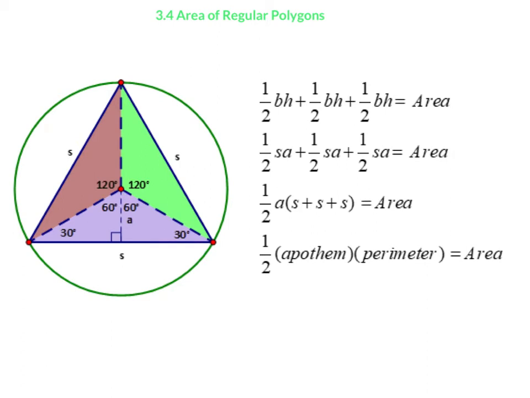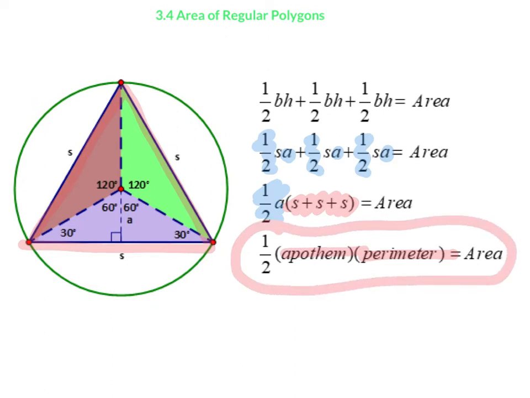Now, with a little bit of coolness here, what I can do is say, hey, notice they all had 1/2. They all had the apothem involved. And if I was to take that out, what would be left is the 3 sides. Wait a minute, the 3 sides? Another word for that is the perimeter. This is a brand new formula for you for a regular polygon: if you take the apothem and multiply it by the perimeter and divide by 2, you get the area of it.